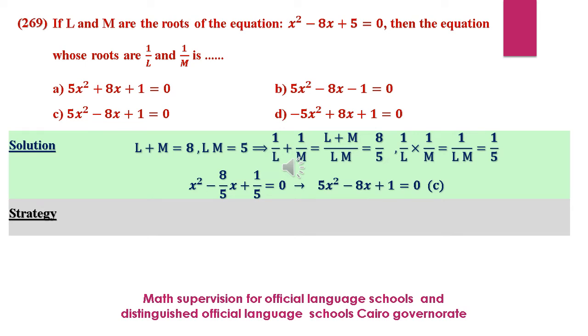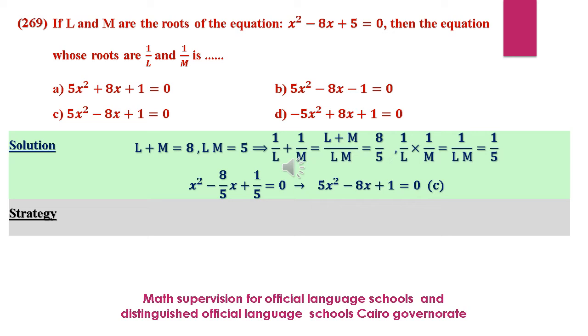L and M are the two roots of the equation x^2 - 8x + 5 = 0. Then the equation whose roots are 1 over L and 1 over M is what? Now, L and M are the two roots of this equation. So L + M equals negative the coefficient of x over the coefficient of x^2, which is 8. LM, the product of roots, equals the absolute term over the coefficient of x^2, which is 5.